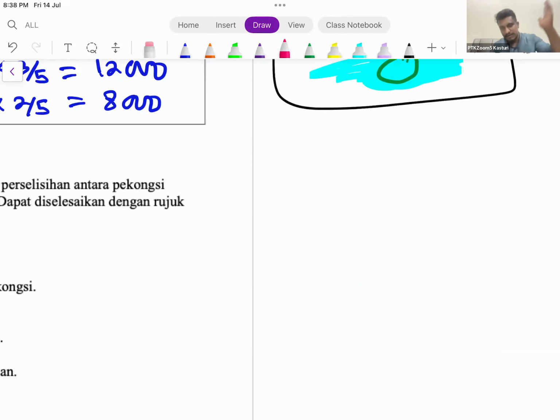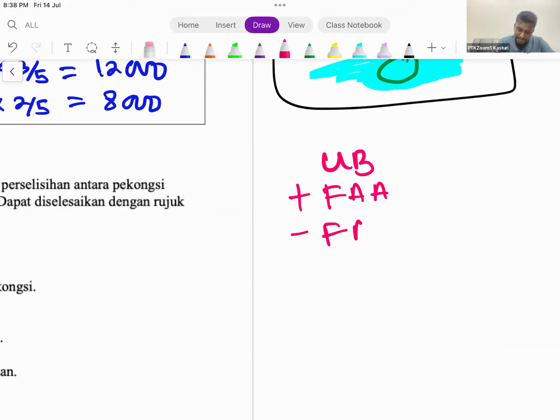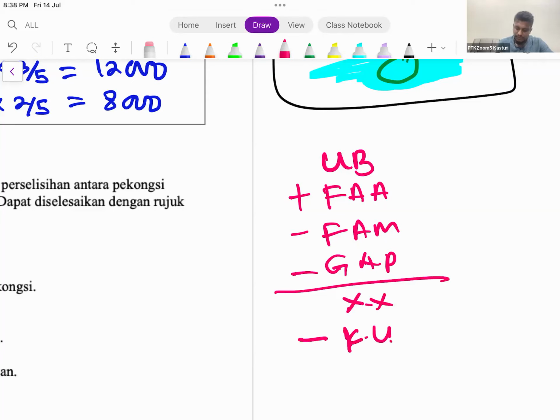Biasanya kita akan buat akaun perdagangan untung rugi, kita akan dapat untung bersih. So untung bersih kena tambah dengan FA. Apa itu FA? Faedah atas ambilan. Tolak with FAM. Tolak with GAP. Apa itu FAM? Faedah atas modal. Apa itu GAP? Gaji atas perkongsi. Dan kita akan dapat jawapan. Jawapan itu kita akan tolak dengan kongsi untung, ataupun tambah dengan kongsi rugi. Kalau rugi kita tambah. Kalau untung kita tolak. And finally, my answer will be 0. This is what we learned last class.